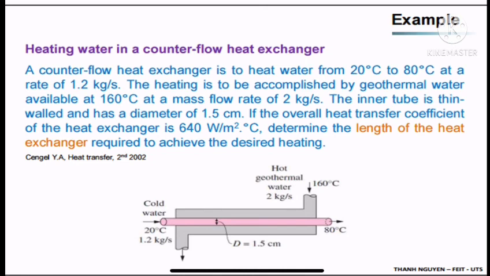The inner tube is thin-walled and has a diameter of 1.5. If the overall heat transfer coefficient of the heat exchanger is 640 watts per meter squared degrees Celsius, determine the length of the heat exchanger required to achieve the desired heating. And here in the picture it shows the geothermal water, here at 160 degrees Celsius, and here it comes out at 80 degrees Celsius, and like this.